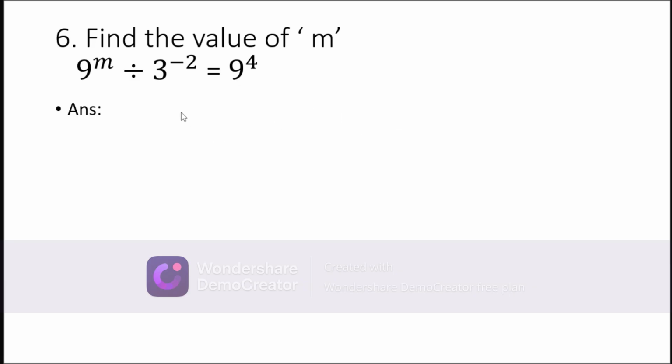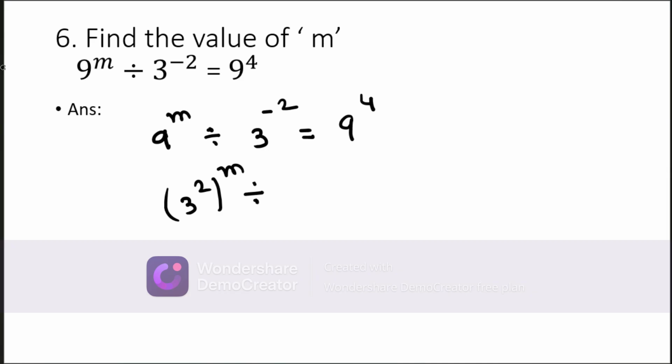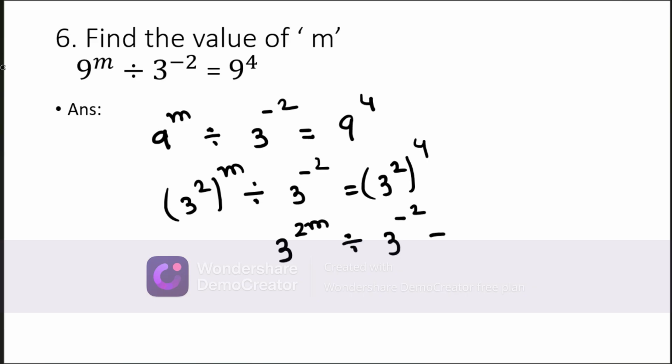Next problem, problem number 6. Find the value of m. 9 to the power m divide 3 to the power minus 2 equals 9 to the power 4. So first I write 9 as 3 square, whole to the power m, divide 3 to the power minus 2 equals 3 square, that is 9, whole to the power 4. So in the next line I write 3 to the power 2 into m, that is 2m, divide 3 to the power minus 2 equals 3 to the power 4 into 2, 8.